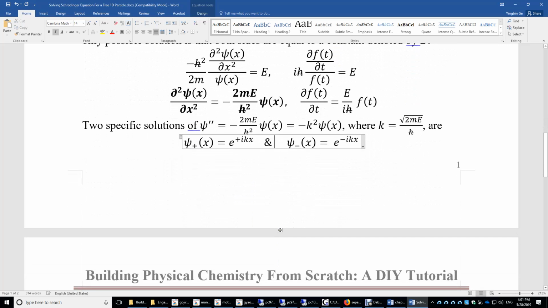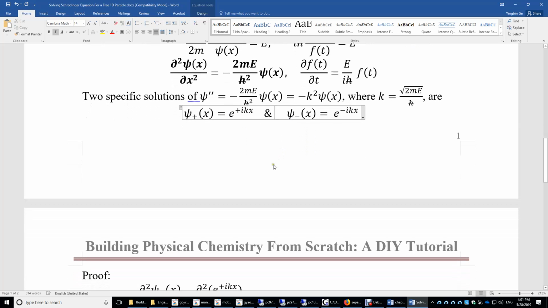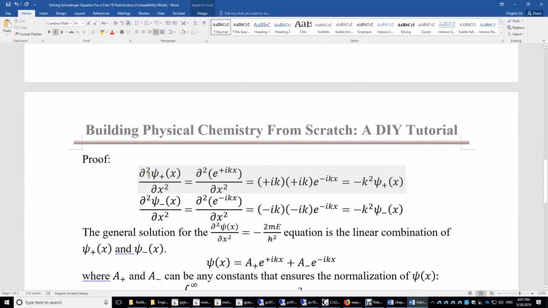And then we can simply prove that these two specific solutions are legitimate. The proofs are here. So we take the first derivative of this psi plus, which is e to the power of plus ikx. We have this plus ikx appear twice in front of this exponential function. The result is plus ikx times plus ikx, which is negative k squared times the original wave function. Similarly, we can prove this e to the power of negative ikx is also a legitimate solution of the differential equation.